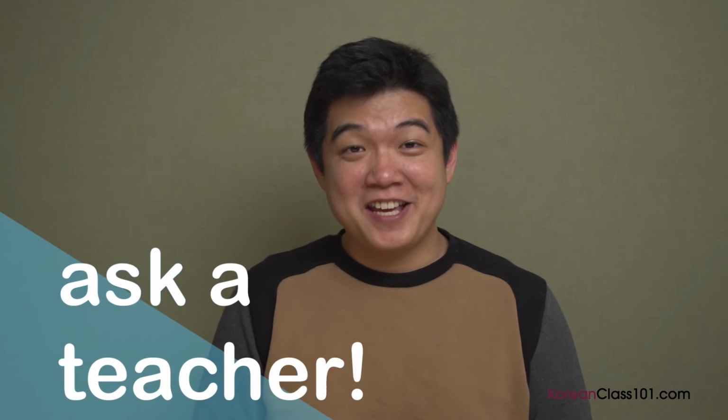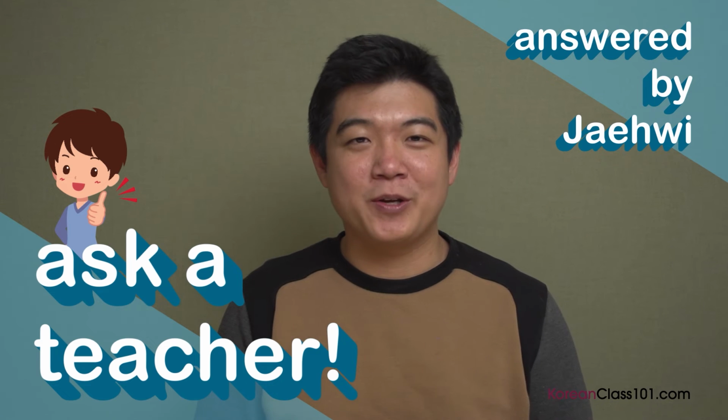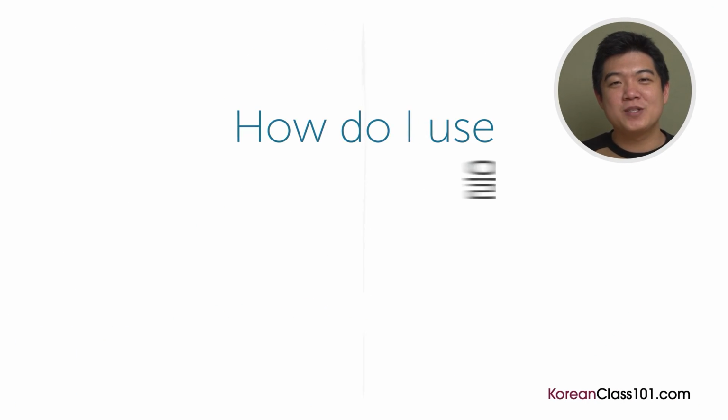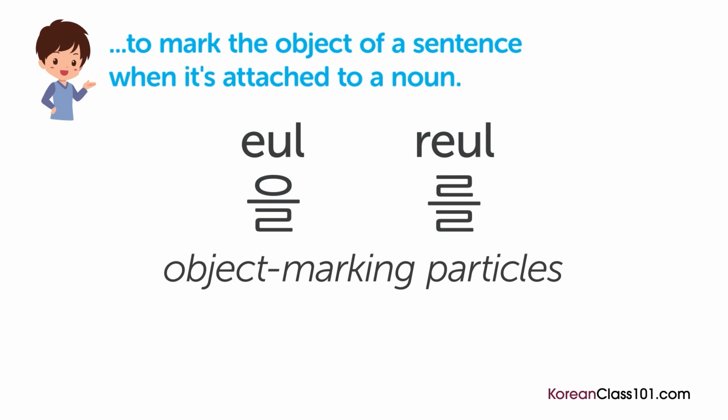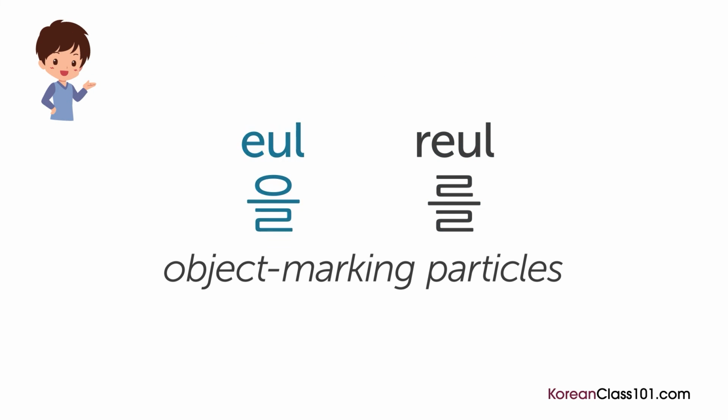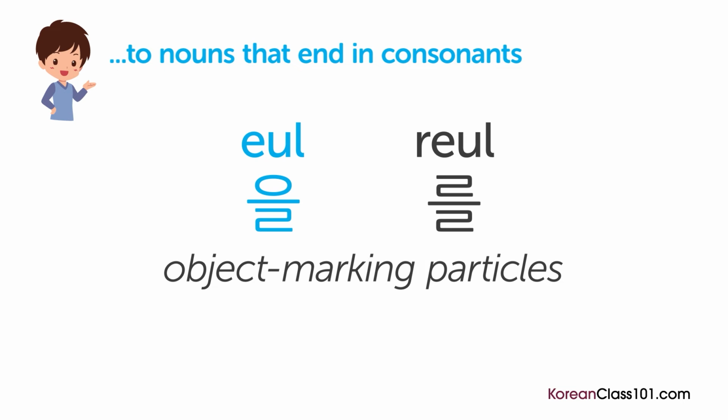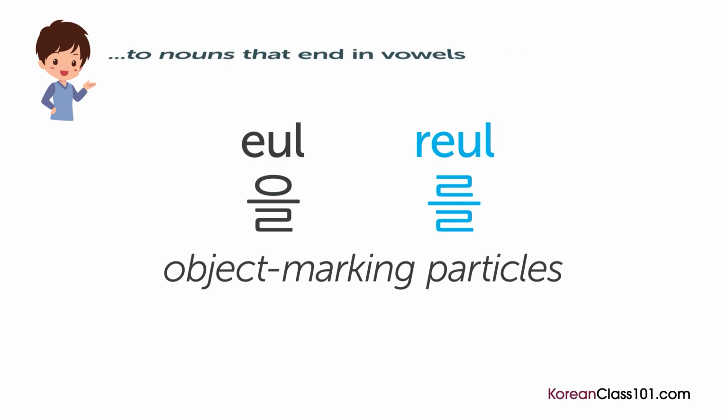Hi everybody, Jay here. Welcome to Ask a Teacher, where I'll answer some of the most common Korean questions. The question for this lesson is, how do I use 을 and 를? We use the object marking particles 을 and 를 to mark the object of a sentence when it's attached to a noun. We attach 을 to nouns that end in consonants and attach 를 to nouns that end in vowels.